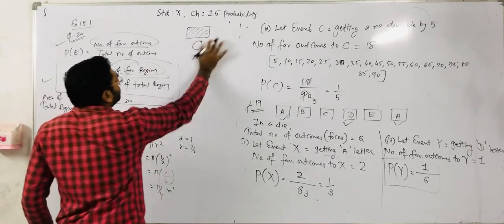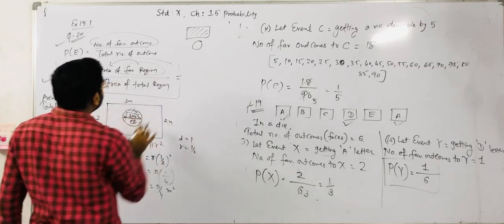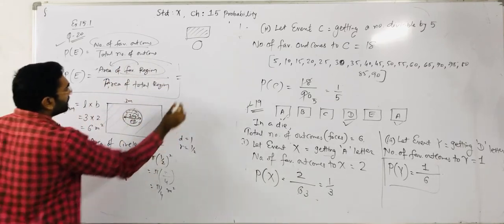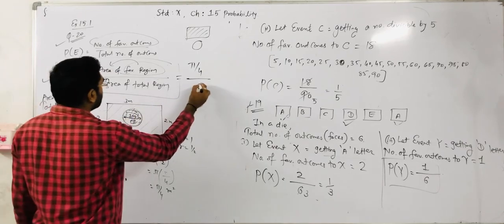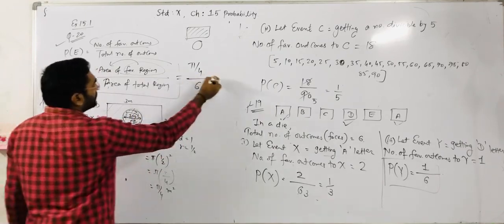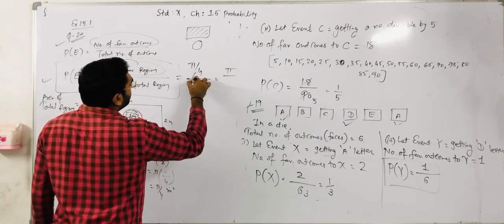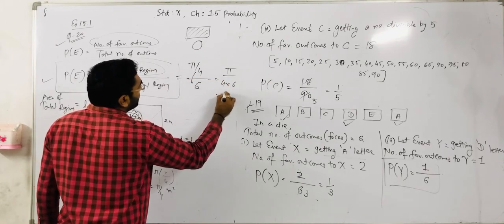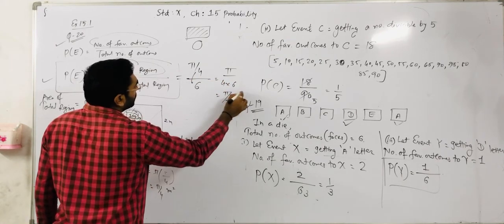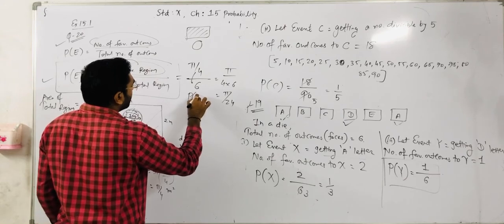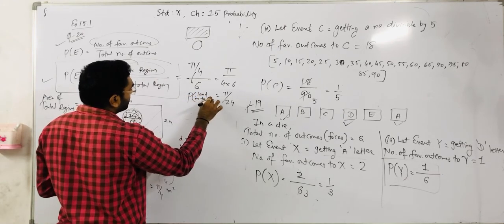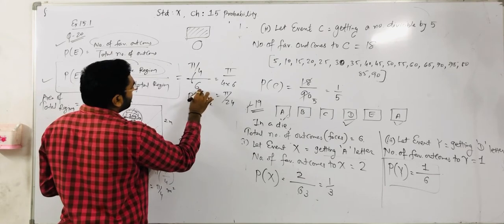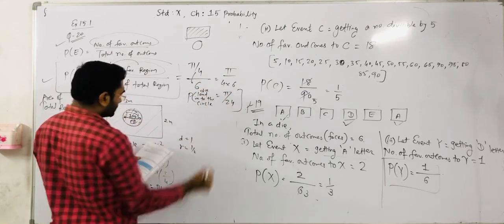So now we have to put all these values here. Area of favorable region is pi by 4, and area of total region is 6. So what we get? Pi divided by 4 is multiplied with 6, so we get pi by 24. This is the probability of getting the die land into the circle.